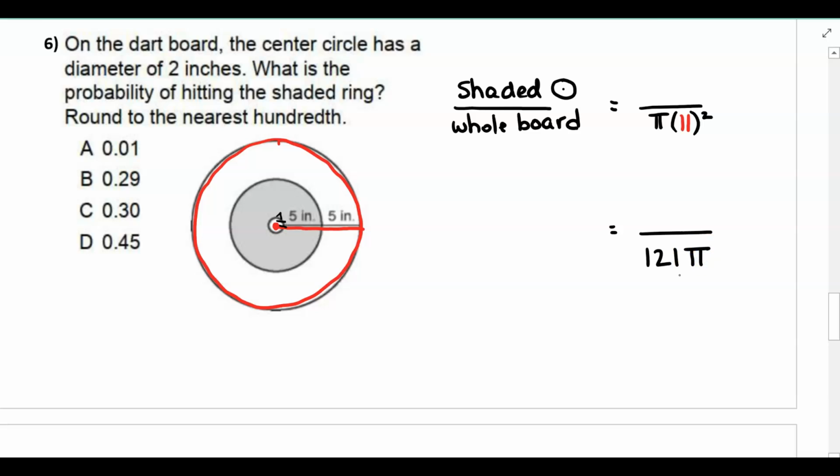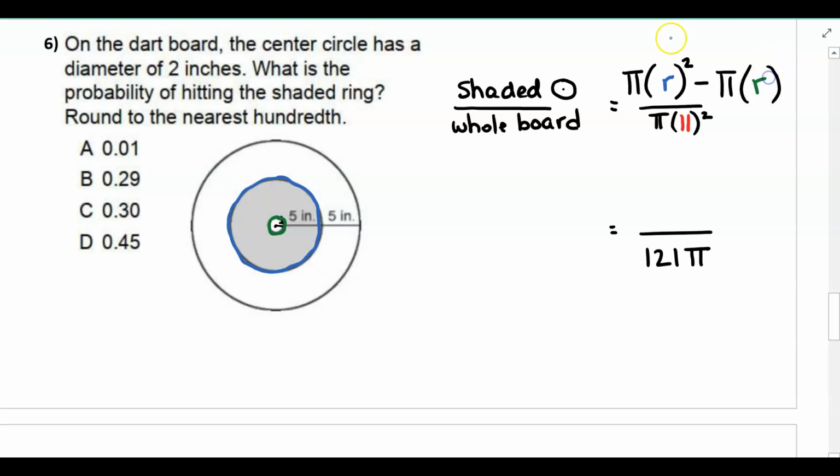But now we want the area of the shaded space. So the shaded space is going to be the area of this circle minus the area of the little circle in the center. So we want the area of the blue circle, the radius of the blue circle squared, minus the area of the green circle.